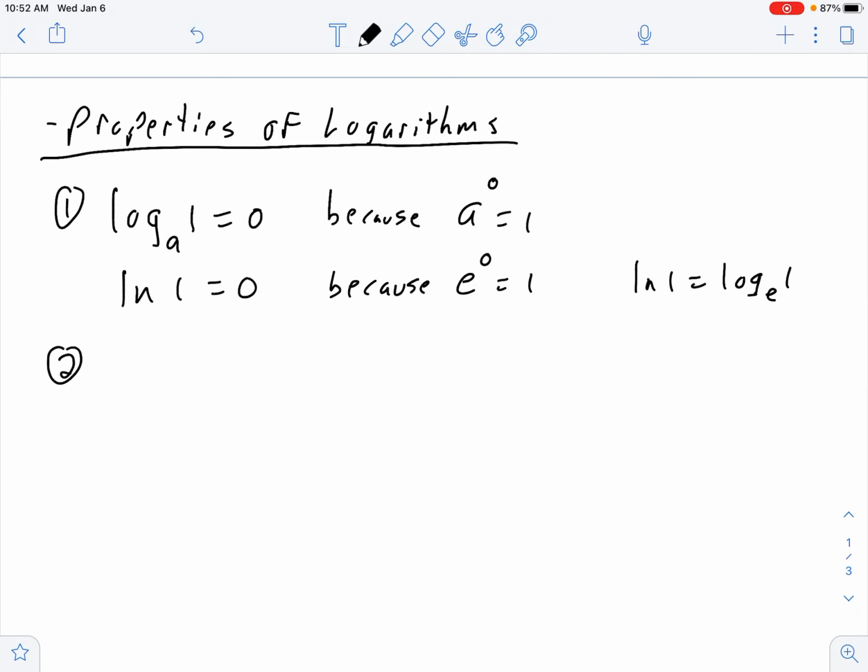All right, then we have log base a of a equals 1. That's because a to the first is equal to a. And the same thing, if I have ln of e, that's going to equal 1 because e to the first is equal to e.